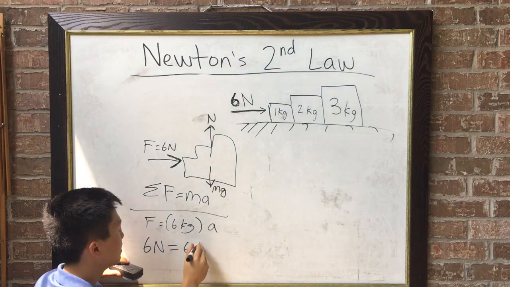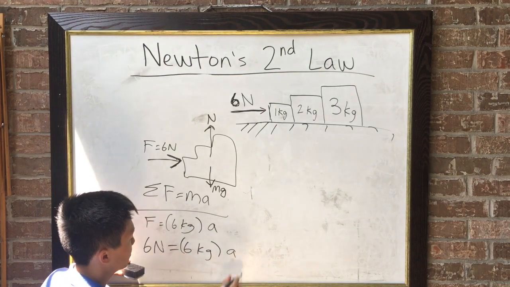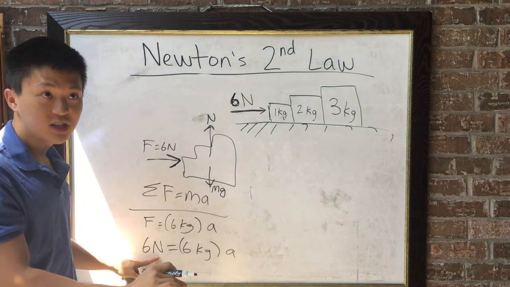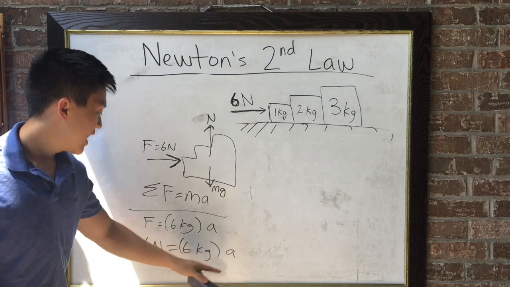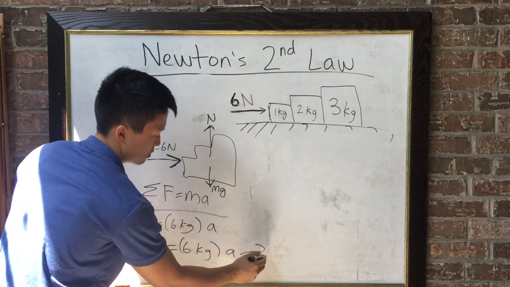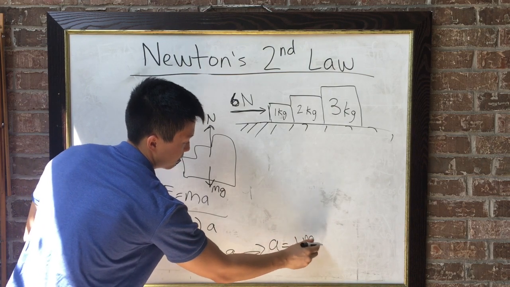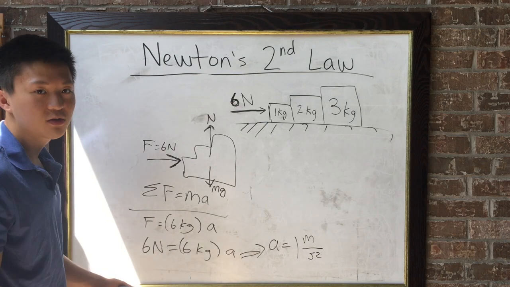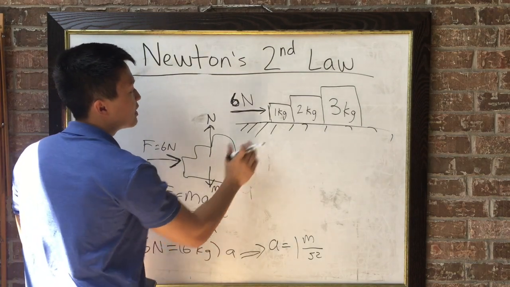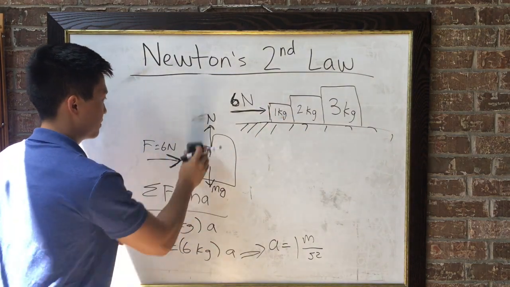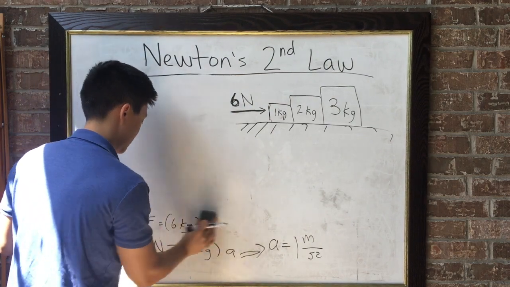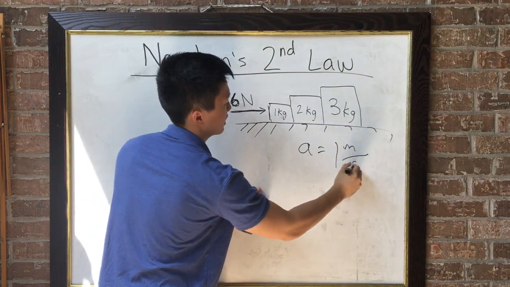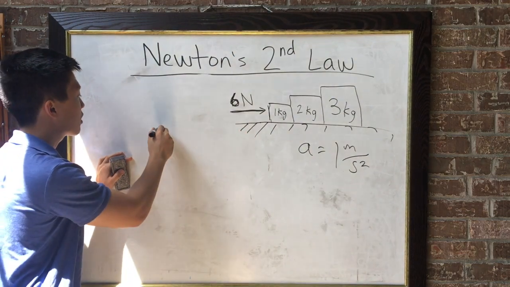6 newtons equals 6 kilograms times a. And since 1 newton equals 1 kilogram meter per second squared, that means a equals 1 meter per second squared. So now we know the acceleration of the whole thing. And now let's look at this 1 kilogram block. So I'll say a equals 1 meter per second squared.